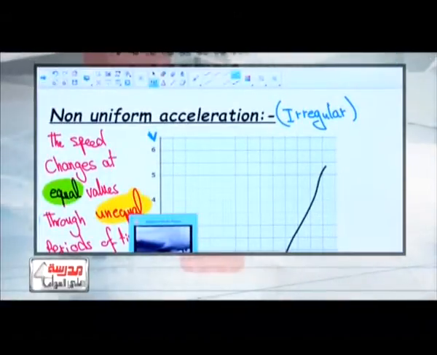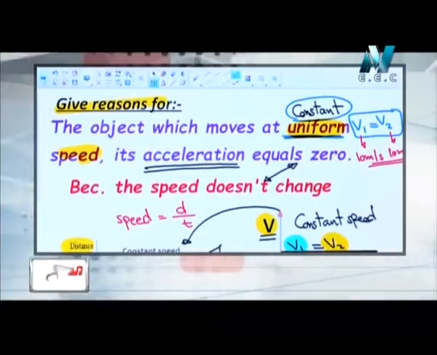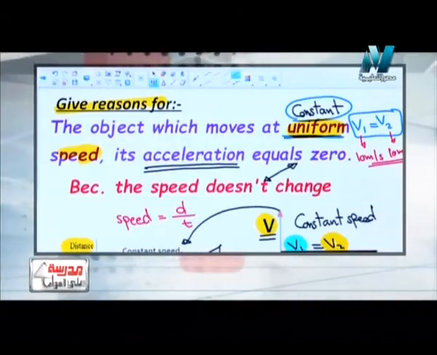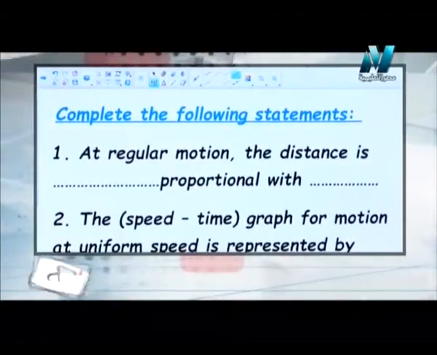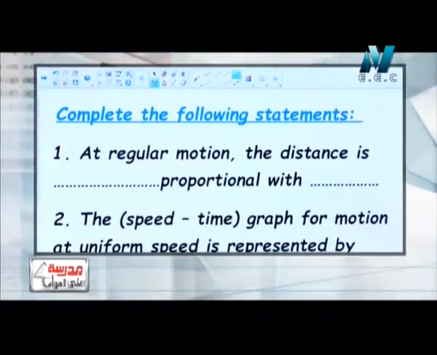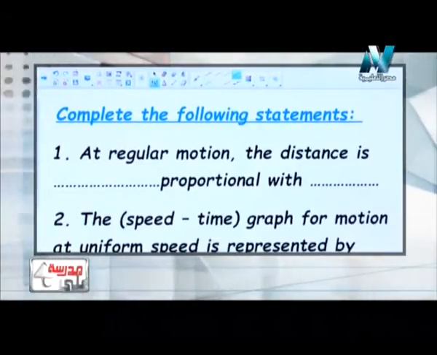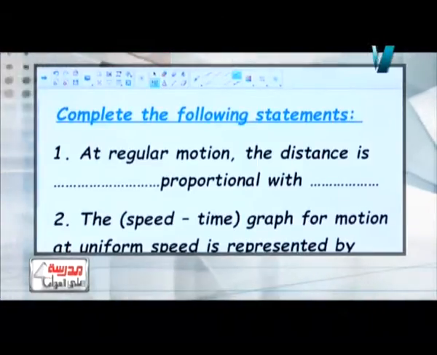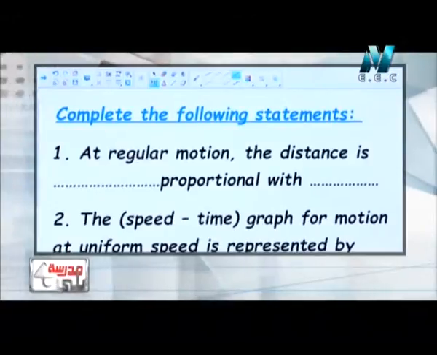So dear students, we have now described positive acceleration, negative acceleration, uniform speed, non-uniform speed. And at the same time we have this give-reason: an object which moves at uniform speed has acceleration equal to 0 only because the speed doesn't change. Okay, we have some questions to refresh and arrange this information. Complete the following statements. Let's solve them together. In regular motion, the distance is what proportional with what? We talk about distance and another quantity, but we have proportional here, which means a relation. Regular motion, or regular speed?